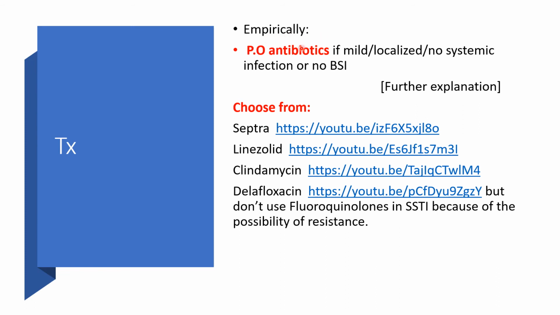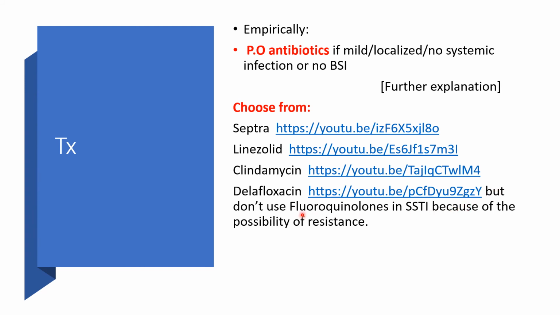Now, empirical treatment will include oral antibiotics only if we are dealing with mild or localized cases and there's no systemic infection and no bloodstream infection. Under these mild cases, we can use cotrimoxazole. This is the link to the full presentation on cotrimoxazole. We can use linezolid, a reserve antibiotic that works as both an antibiotic and an antidepressant. This link will take you to the full presentation on linezolid. Clindamycin, you can click on this link. Delafloxacin, a member of the fluoroquinolones, you can click on this link.